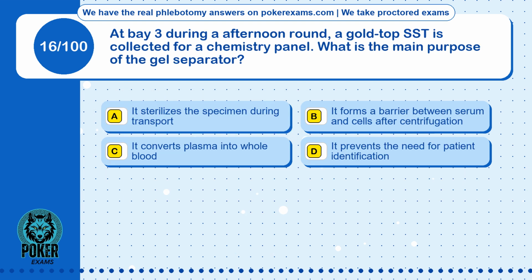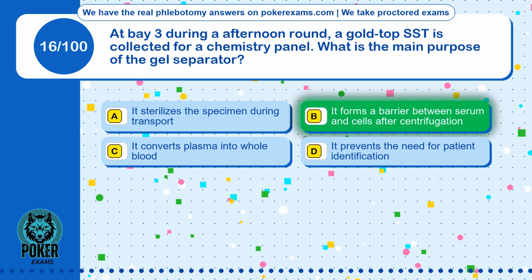Question 16. At Bay 3 during an afternoon round, a gold top SST is collected for a chemistry panel. What is the main purpose of the gel separator? Option A. It sterilizes the specimen during transport. Option B. It forms a barrier between serum and cells after centrifugation. Option C. It converts plasma into whole blood. Option D. It prevents the need for patient identification. The correct answer is option B.